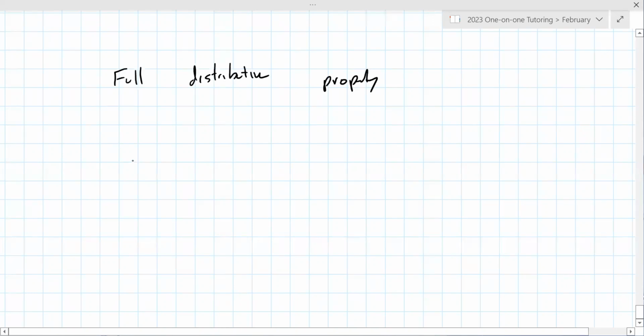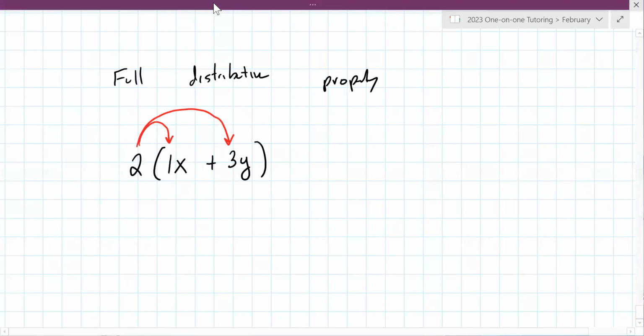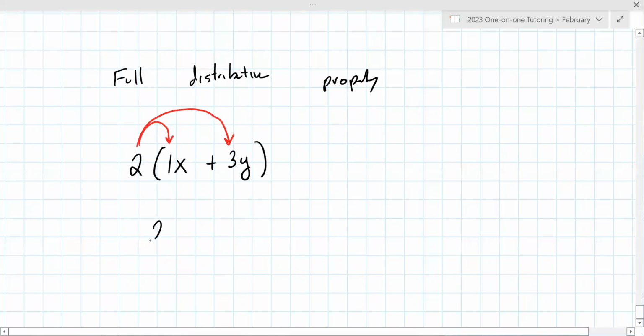So we'll start with something relatively simple here. 2 times parentheses x plus 3y. What is the number that's in front of x that's not written? 1. So this 2, and sometimes you show arrows, goes to both the x and the 3y. So this would be 2x plus 6y.